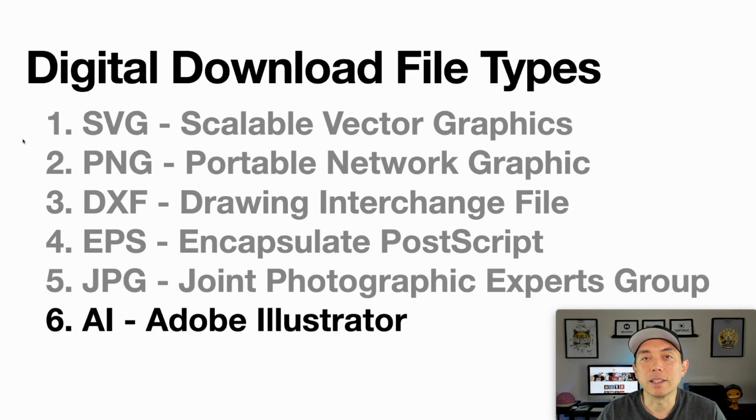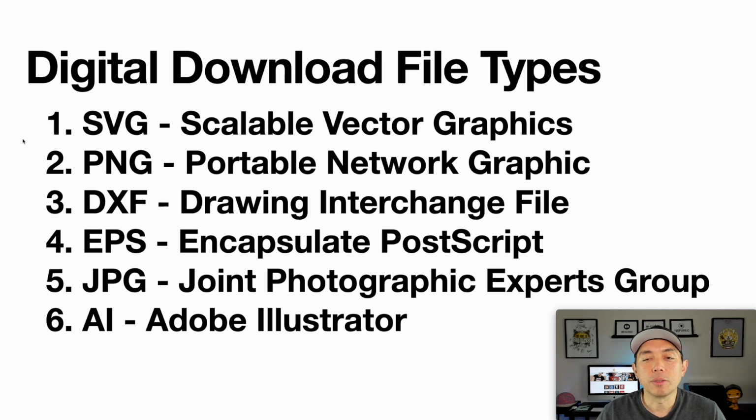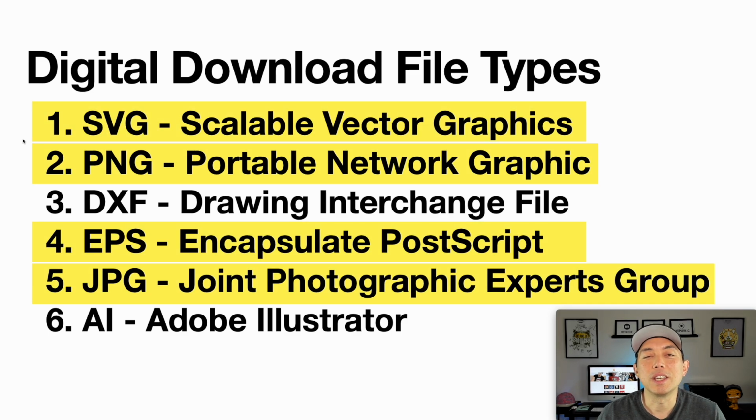And the last thing is AI, Adobe Illustrator. A lot of people use Adobe Illustrator, and so you can save it as that type of file so that they can open it in Illustrator and do those kinds of things. So these are the 6, and there's all of them right there. The ones that you can do in Affinity Designer are these 4. So if you go to export, you can export as a SVG or export as a PNG or a EPS or a JPEG. But you can export as a DXF or an AI file.